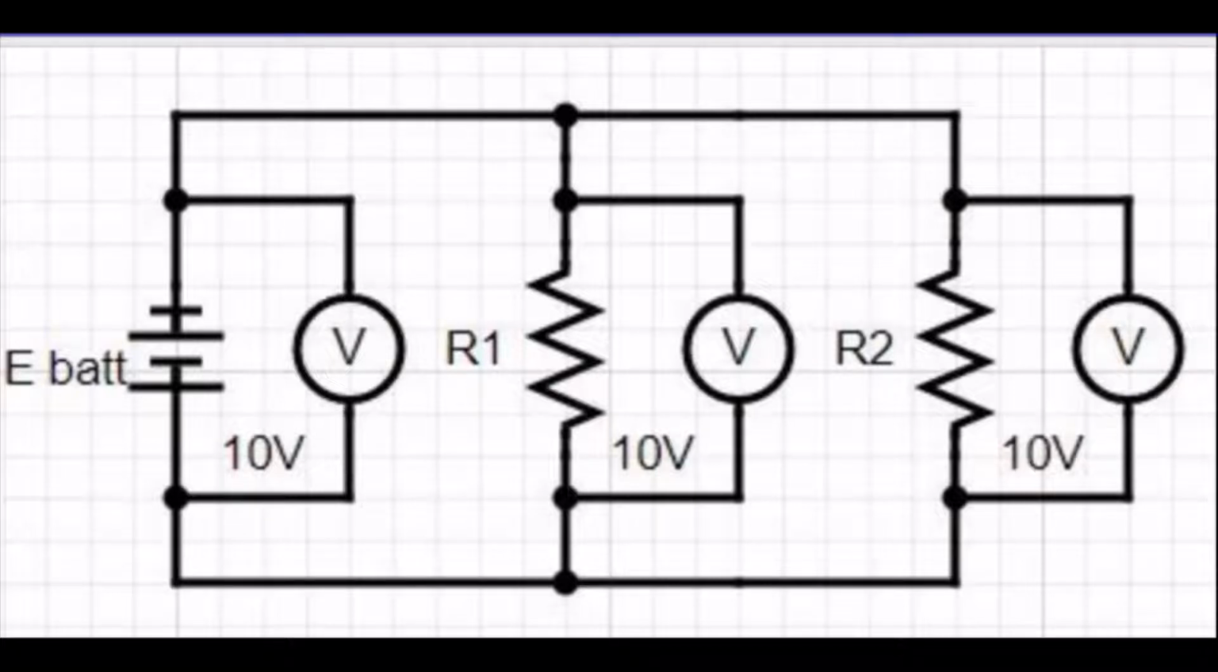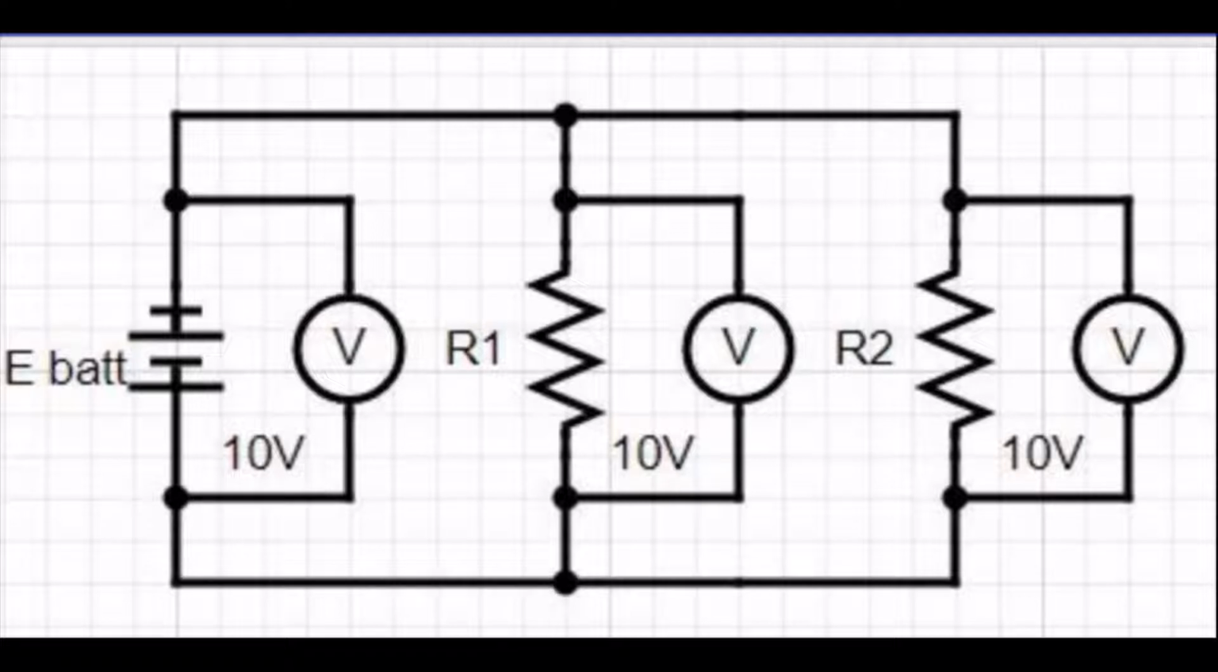Okay, here's another parallel circuit. In this case, we again have two resistors, R1 and R2. And the V you see there are voltage meters. And we put a voltage meter across the poles of the battery, across the poles of resistor 1, and across the poles of resistor 2.